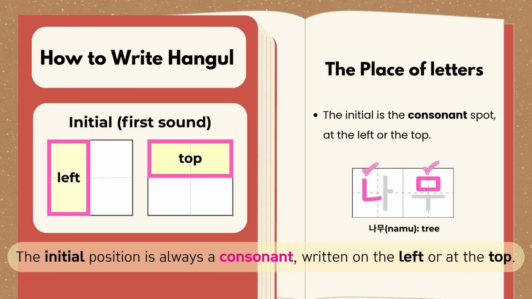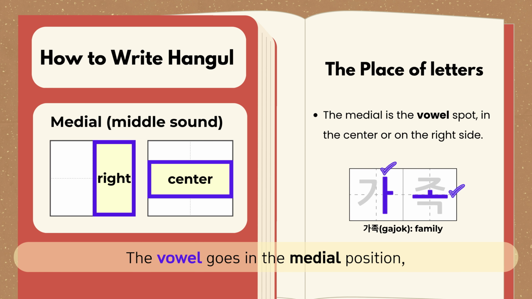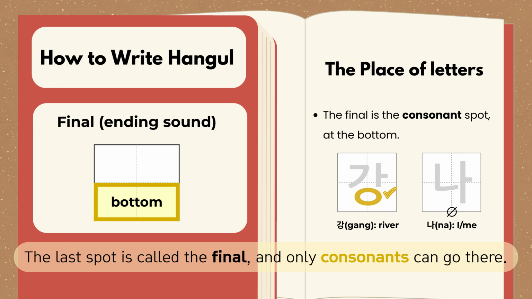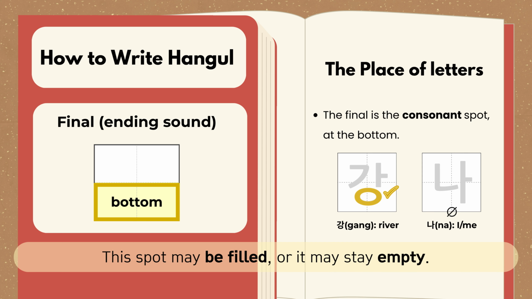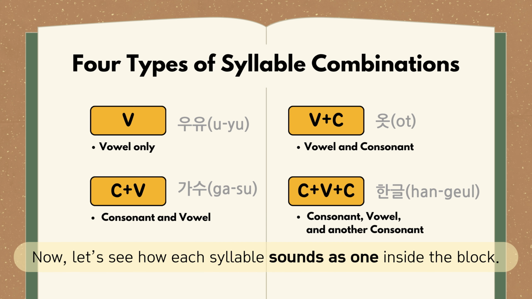The initial position is always a consonant written on the left or at the top. The vowel goes in a medial position, placed on the right or in the center. The last spot is called the final and only consonants can go there. This spot may be filled or it may stay empty. Now let's see how each syllable sounds as one inside the block.